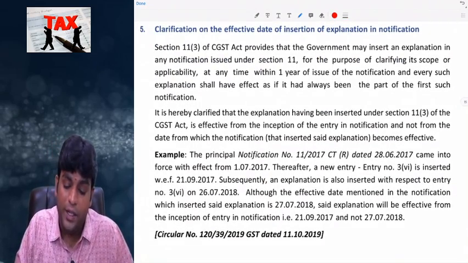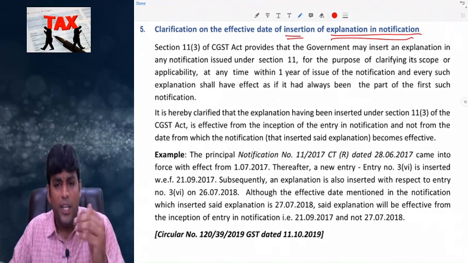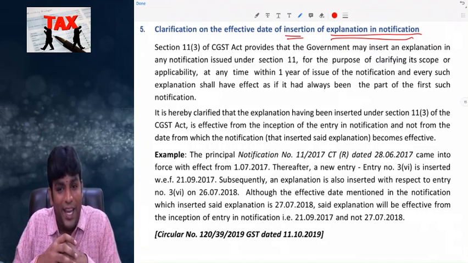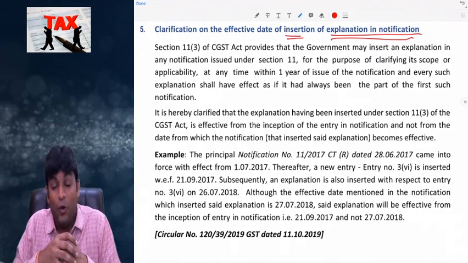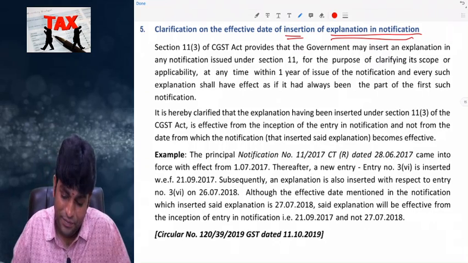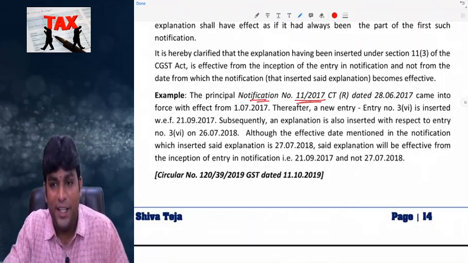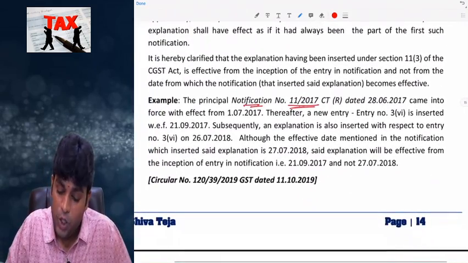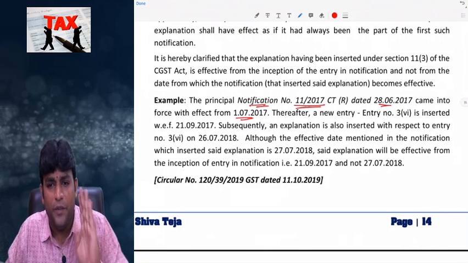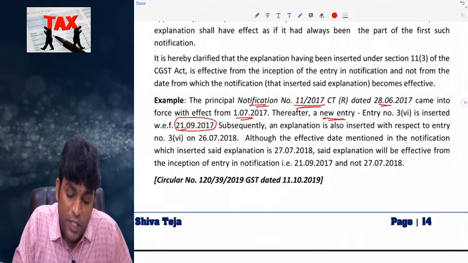Then, clarification on the effective date of insertion of explanation in a notification. Lot of times what happens is that they issue a notification and for that notification they insert an explanation. Then what will you say? The effective date for that explanation. That's what we are talking about. See here, example. Let's say principal notification number 11/2017 dated 28th June came into force with effect from 1st July. Original notification came into effect from 1st July. Thereafter, a new entry is inserted with effect from 21st September.